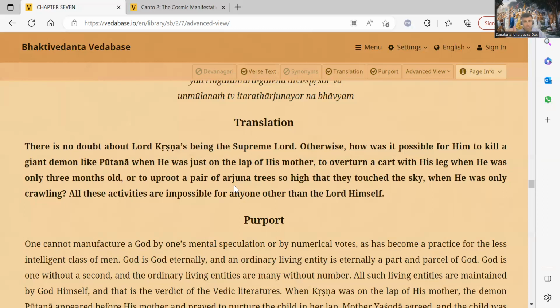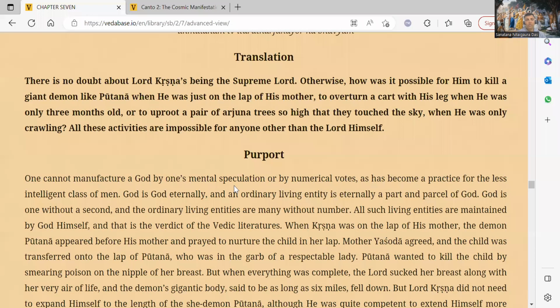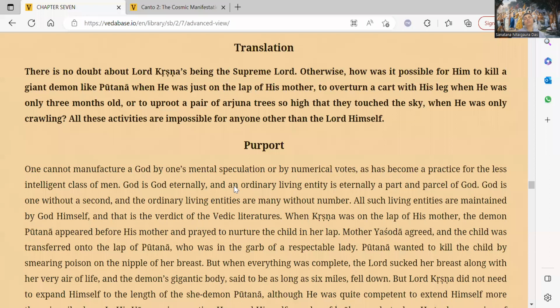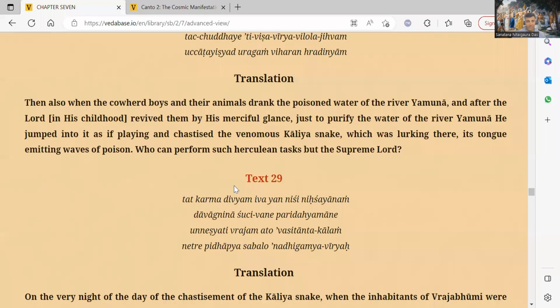And Sukadeva Goswami, while explaining, clears up everything else and then slowly goes to Krishna Lila. He's touched upon Lord Krishna in the first canto. He's touched upon Lord Krishna in the second canto. He's not going to finish off or elaborate on this yet. He's going to take it all the way to the 10th canto. So all this is just a glimpse of what's to come in the 10th canto. That's what Sukadeva Goswami is doing here. Okay, anyways, we'll continue. All these activities are impossible for anyone other than the Lord himself. Let's continue. The purports are very nice as usual.